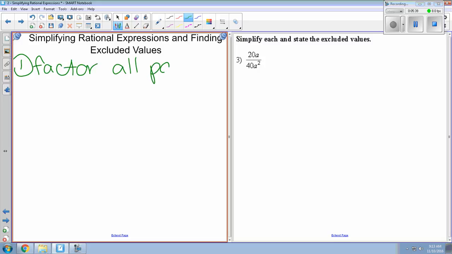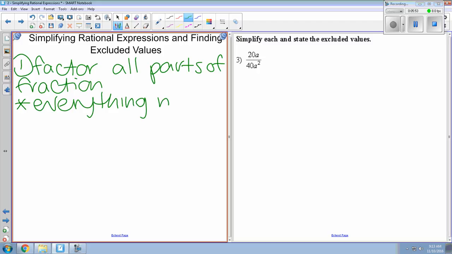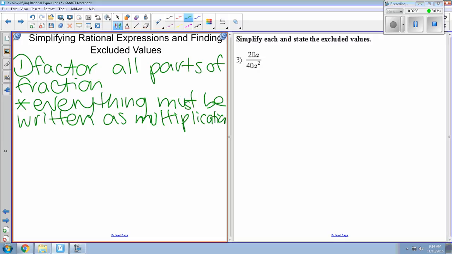all parts of your fraction. Okay, because as you think before, everything has to be written as multiplication. Now you can multiply quantities together, so you might have parentheses with addition or subtraction inside, but everything has to be multiplication. When we look at this problem, everything already is multiplication. If you would like to factor tree the 20 and the 40 to simplify that down, you are more than welcome to. But with your monomials, it is not often something you're going to have to do.